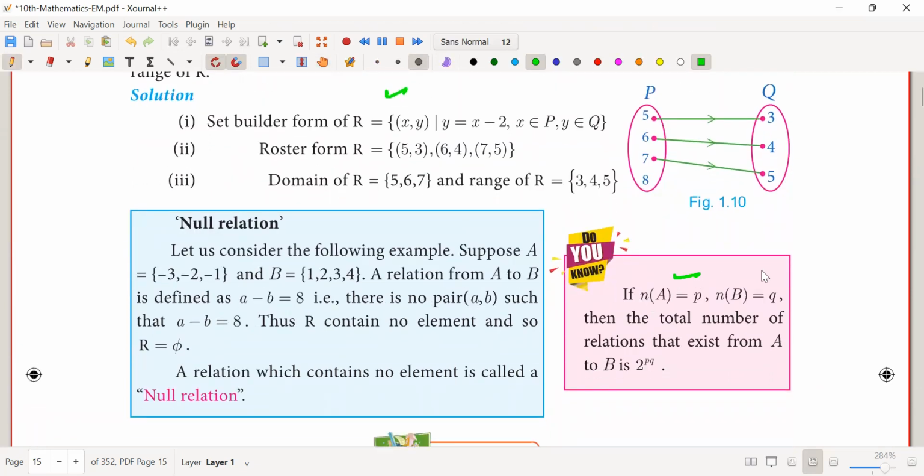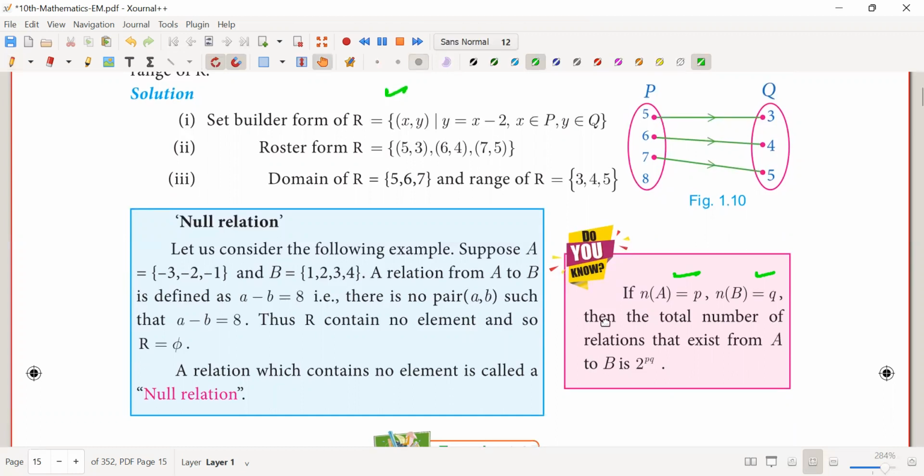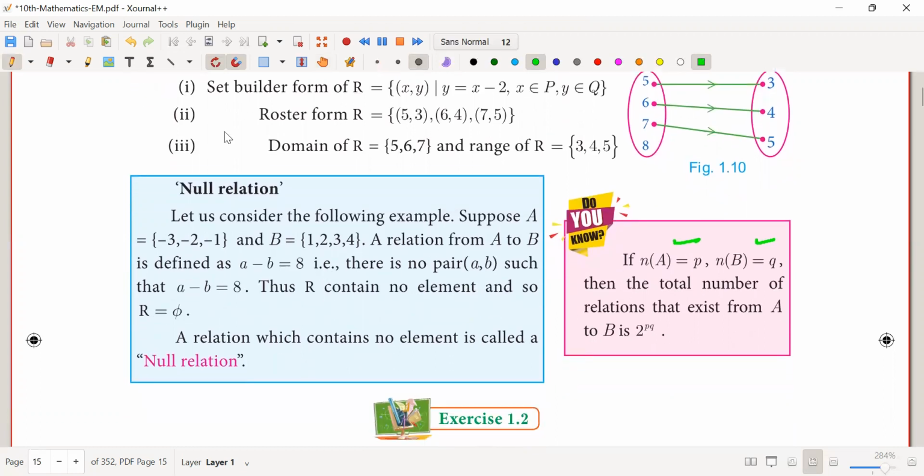If n(A) equal to P, n(B) equal to Q, then the total number of relations that exist from A to B. See here, all the existing pairs: 5 to 3, 5 to 4, 5 to 5, 6 to 3, 6 to 4, 6 to 5, 7 to 3, 7 to 4, 7 to 5. It is given by 2 power PQ. 2 power PQ. All right, 2 power PQ.